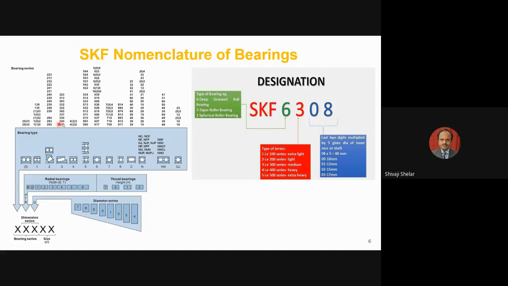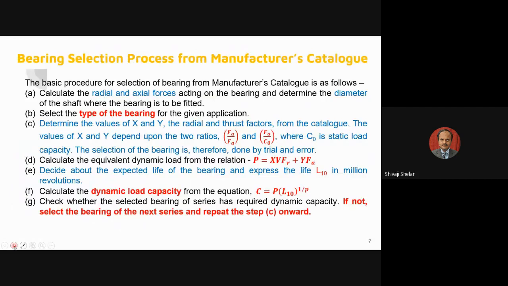Okay, so this nomenclature is very important. Unless you know the nomenclature, you cannot use the data in the PSG. So in the PSG data, the data given is for SKF bearings for certain series. It is not given for all series. For a few series, tabulated data is available, and based on the tabulated data, we are going to select the bearing for our application. Okay, so in the next slide, I am going to read out the algorithm process for bearing selection from the manufacturer's catalog.